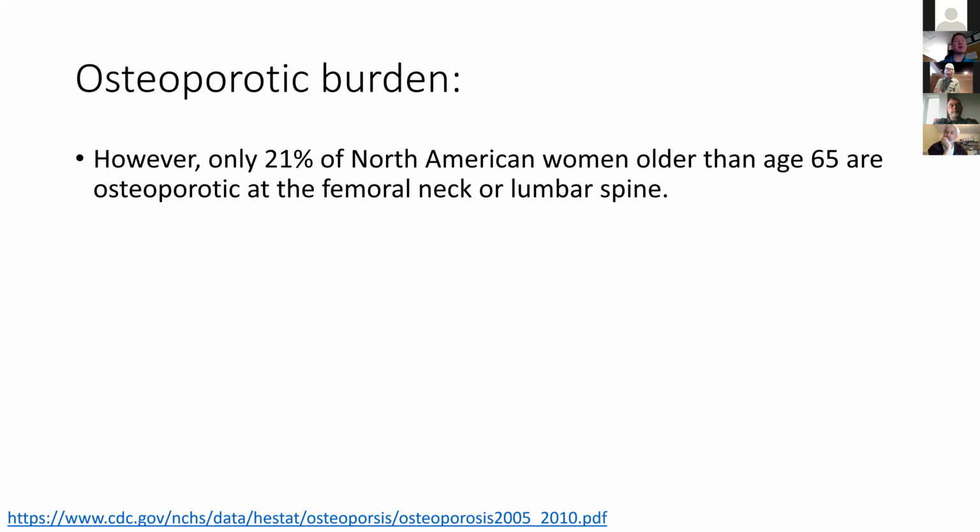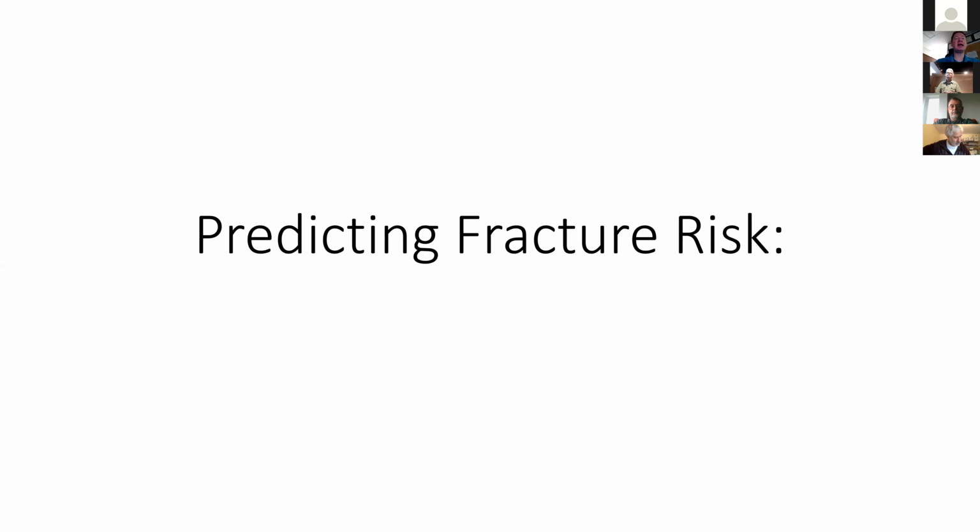The thing is, only 20% of North American women older than age 65 are osteoporotic at the femoral neck or lumbar spine. And so my thought is, if you could use the ICD-10 codes and medications that were administered to the patients, would you be able to pre-stratify patients that are at higher risk and stratify out patients that are at very low risk, in a way to try to avoid unnecessary bone mineral density testing by testing every 65-year-old female in Canada?